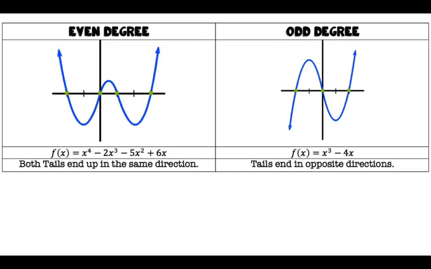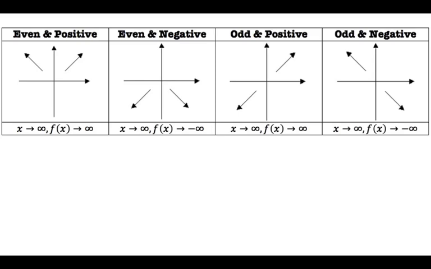And then on the next one, my biggest exponent is a 3, which is an odd number. So the tails will end in opposite directions. And if it's positive, it's going to start down and end up. Okay, so here's kind of a picture to help you out. If it's even and positive, they'll both end up. Both ends will be towards the top.